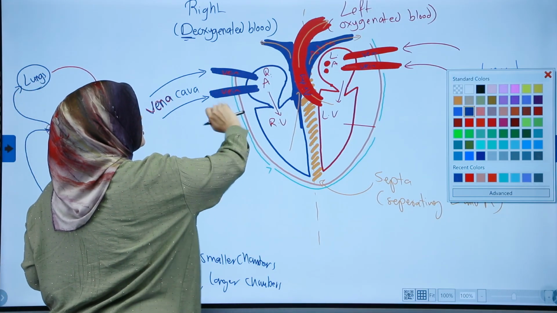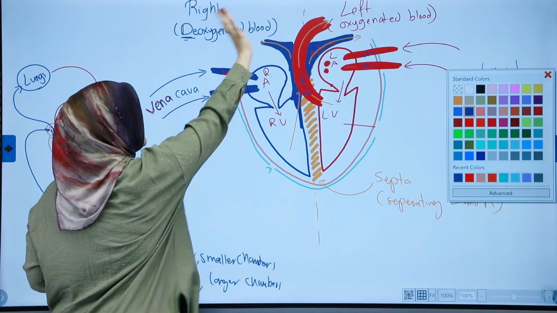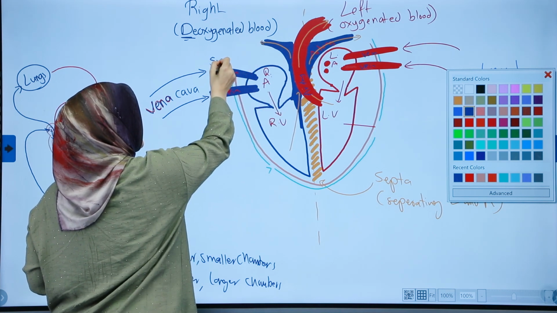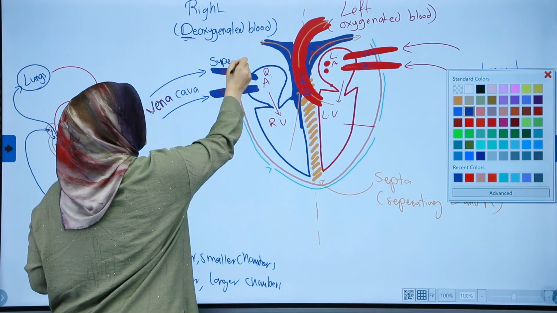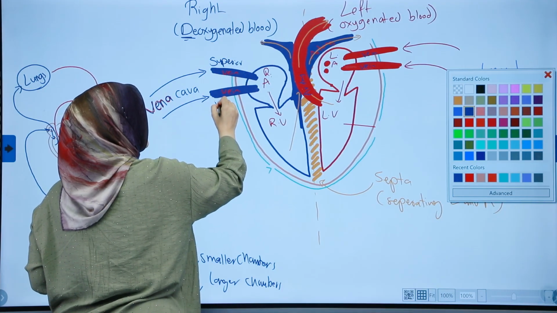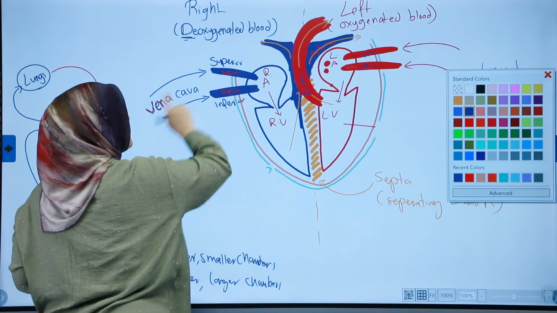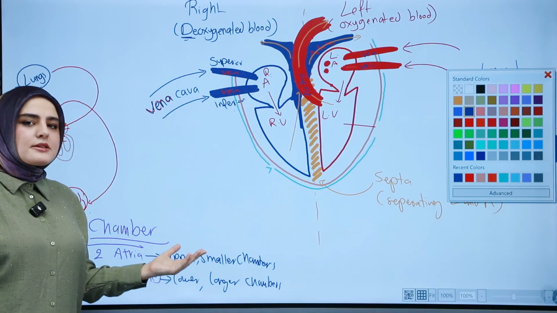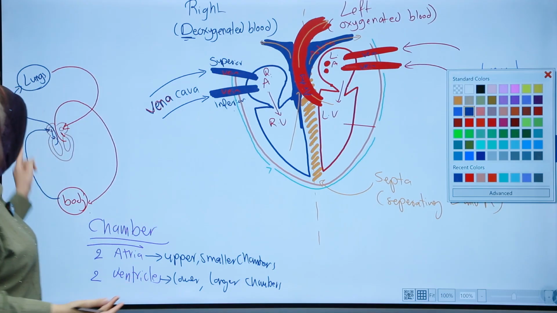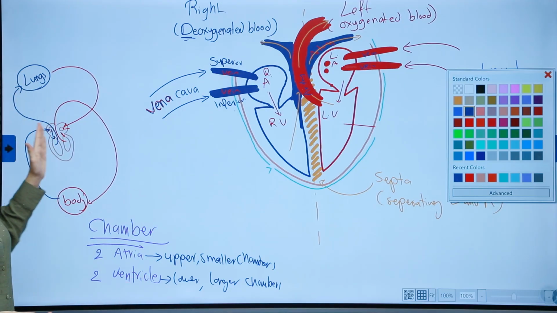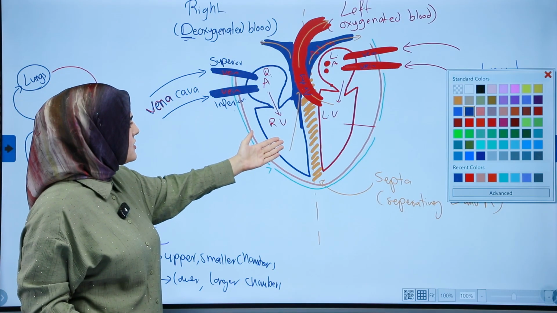However, we have two. Shouldn't we separate them? Yes. The one on the top part, we call it superior. The lower one called inferior. Inferior vena cava, superior vena cava. That's it. Very easy. We brought it back from the body to the right atrium, and now right atrium gives it to the right ventricle.